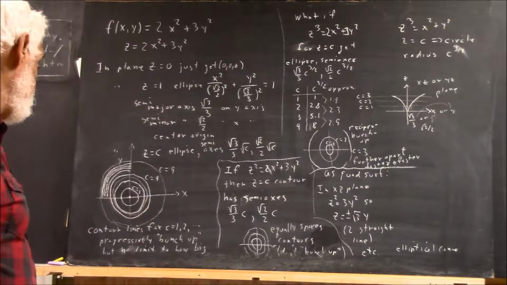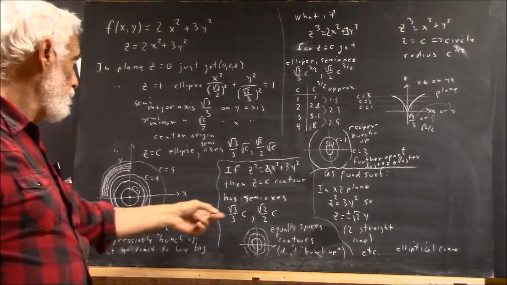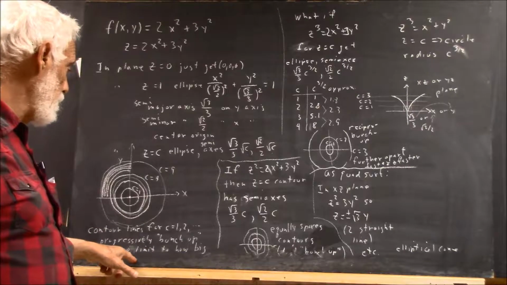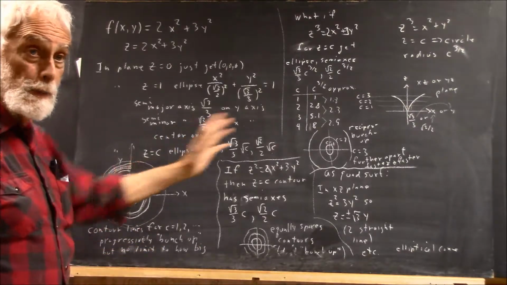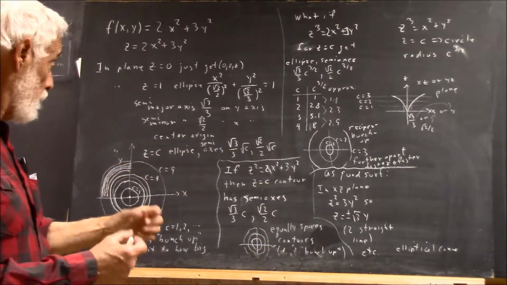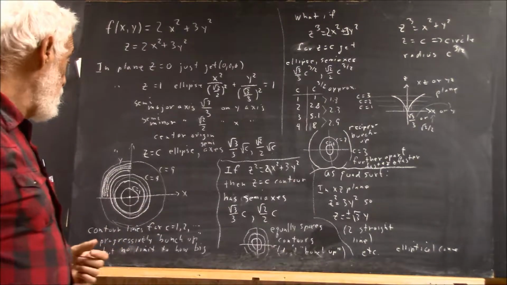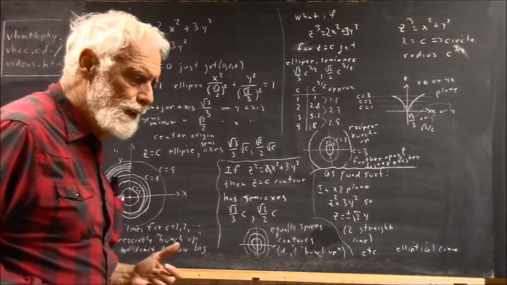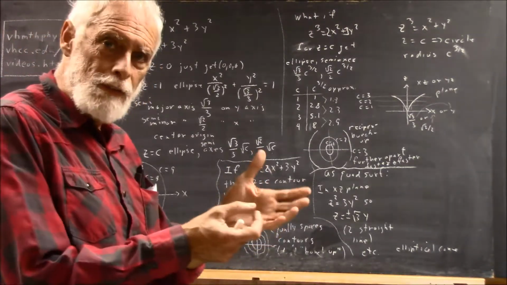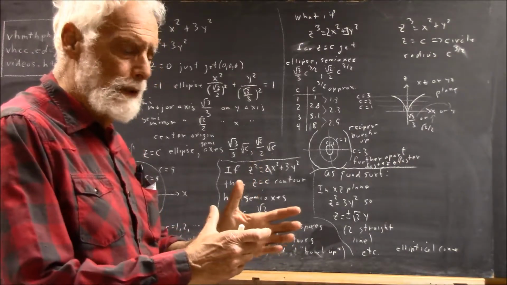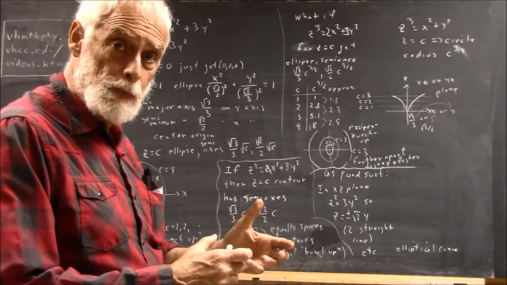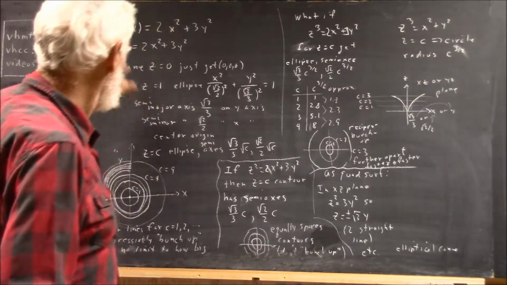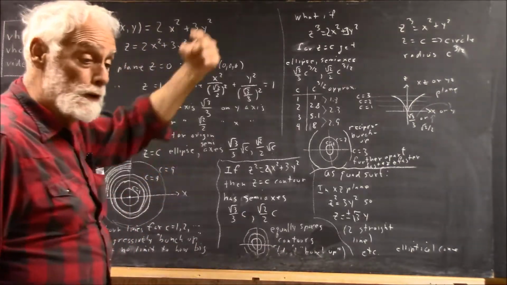Okay, so contour lines for c equals 1, 2, etc. progressively bunch up, but there's no limit to how big they can get. It's just they get closer and closer together, which just indicates that you have to move out by less and less in the xy plane to get a z value that's 1 greater.